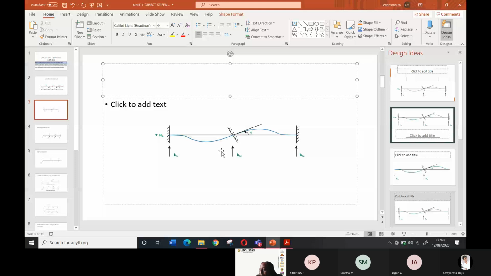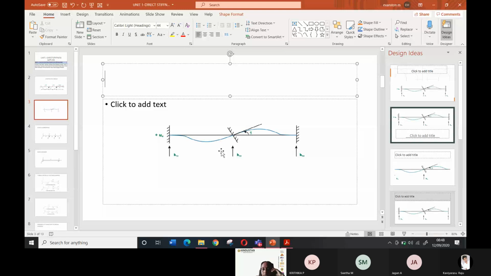Vertical translation is restrained and rotation is restrained. Noted, ma'am. This you should not forget at any time, at any cost. That is, vertical translation is restrained and rotation is restrained for the fixed beam.